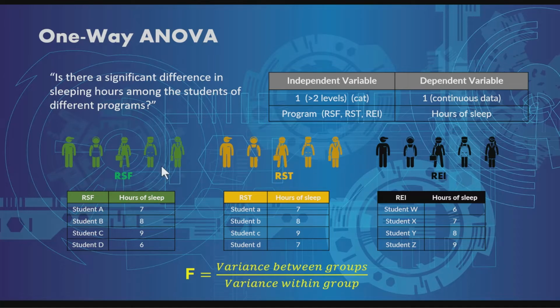The means are different, the difference is larger than the variance within the group of each. Each of these groups will have smaller variance within the group of the hours of sleep. And therefore, F will be larger than 1.0. If it is larger than 1.0, then there is a difference in the sleeping hours among the students of different programs. And it will be significant if the Sig is smaller than 0.05.